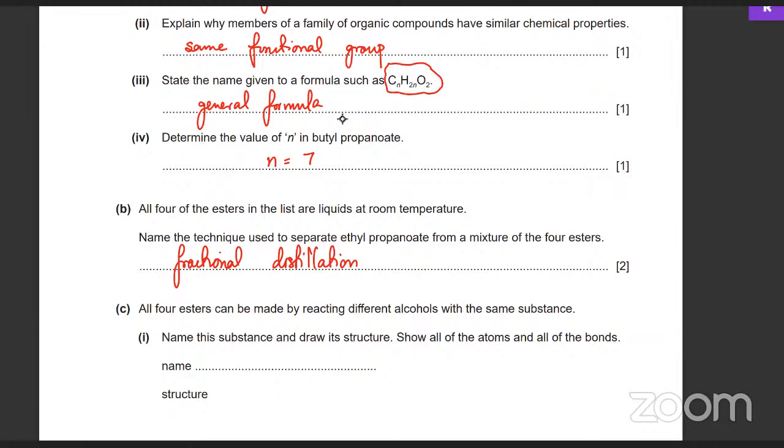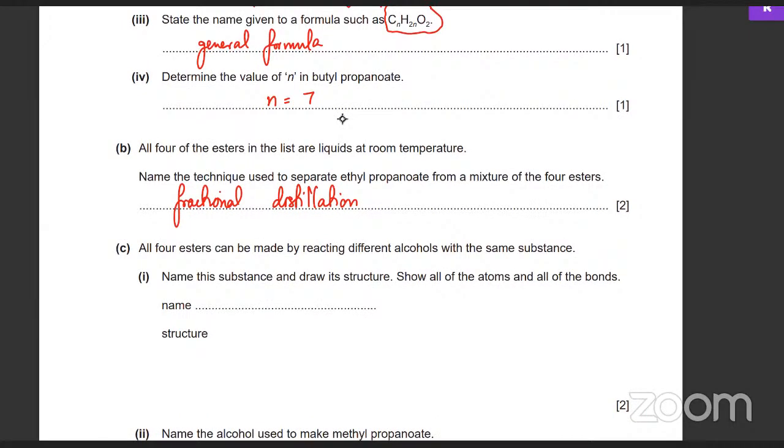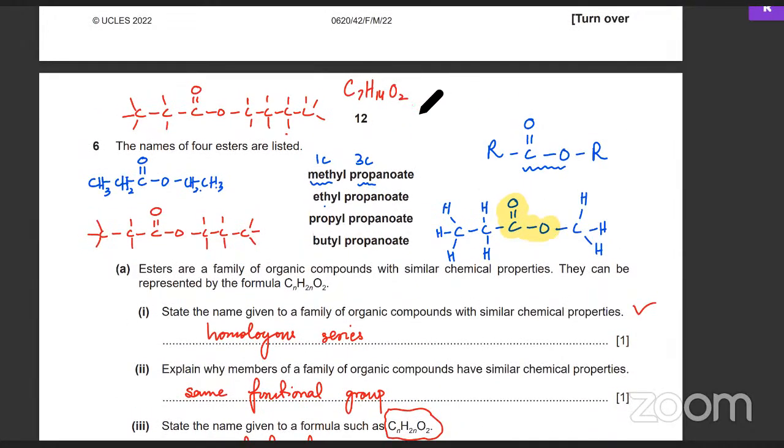All 4 esters can be made by reacting different alcohols with the same substance. Name the substance and draw its structure, showing all the atoms and bonds. So which substance is there? So he's saying in all 4 esters, the alcohol part is the one that's different. So which side is the alcohol side? The alcohol side is the single O side. That's your alcohol side. So every time, all 4 can be made by reacting different alcohols. Where's the 4th one, by the way? So there's this one, and then you have this alcohol.